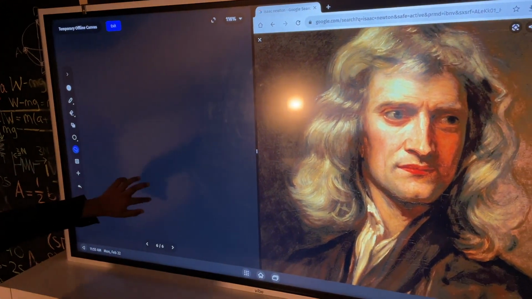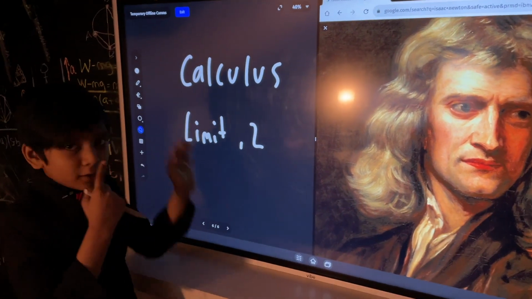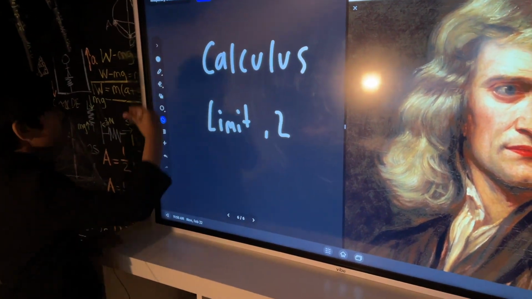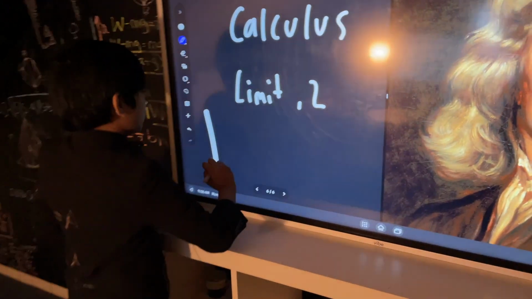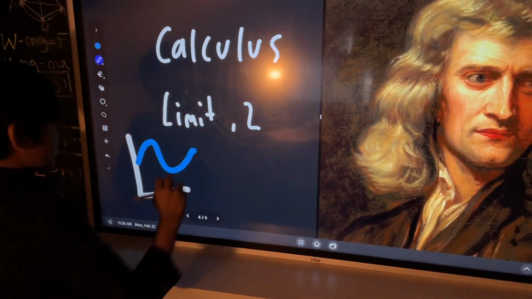Today we're going to be looking at some more calculus. Today we're going to be looking at limits part 2. We're going to be specifically looking at limits with the graphs.